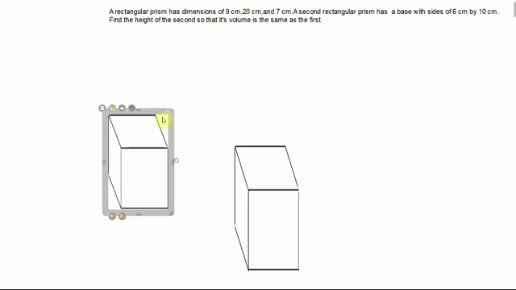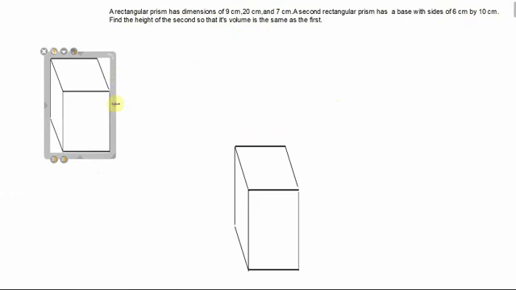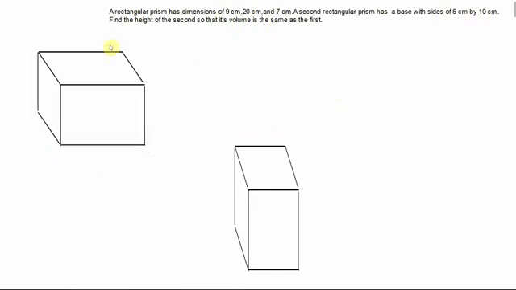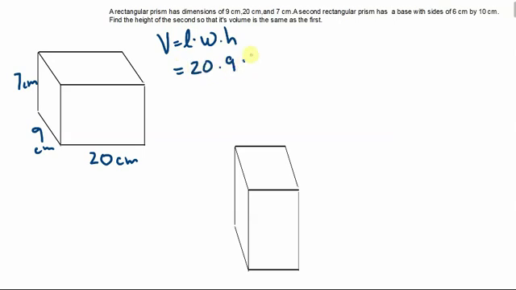Here, I've drawn out a couple pre-digital ones. Let's just stretch that out a little nicer. The first prism says it's 9 by 20 by 7, and it's all in centimeters. So I'm just going to label those values here. 20 looks like the longer one, doesn't really matter. 20 by 9 by 7, centimeters, centimeters, centimeters. The volume is going to be, again, length times width times height. So it's going to be 20 times 9 times 7.